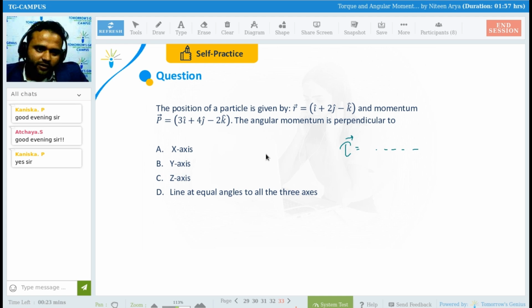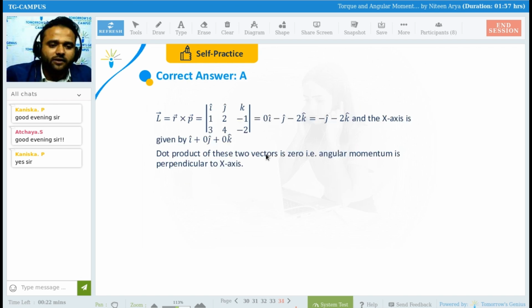Tell me the correct answer, beta. That one is easy. Sir, is it the x-axis? Yes, it is the x-axis. See, that is quite easy, easier than the previous one.